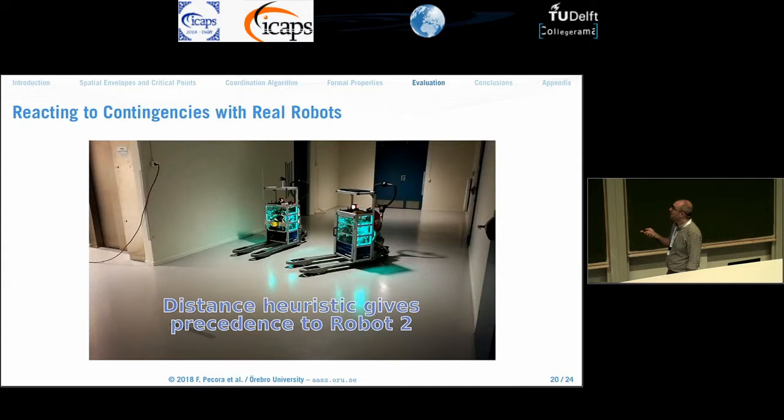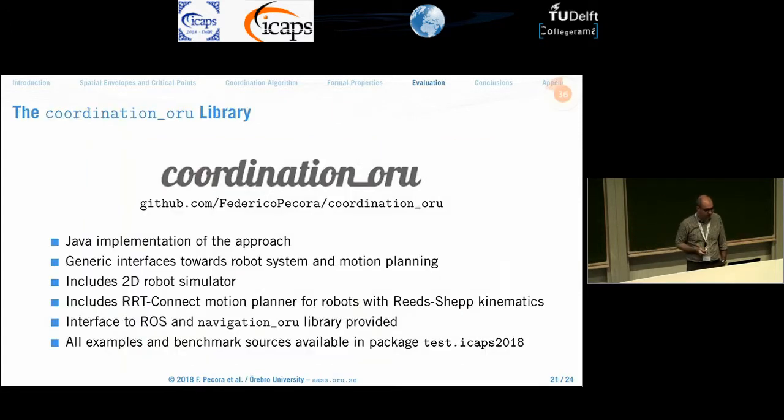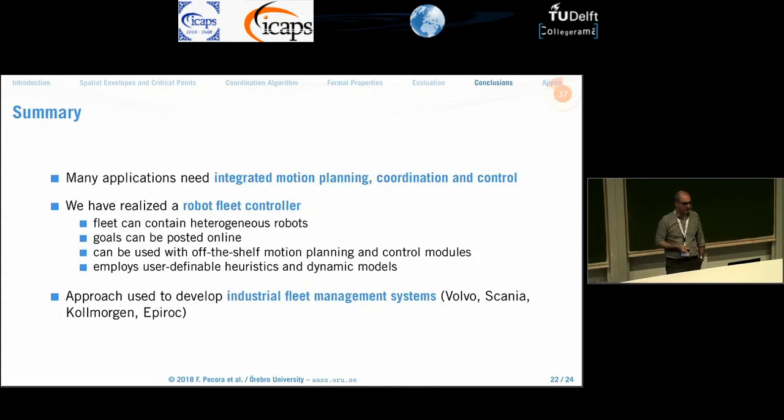Now, I think that is one of the key points of this work. If you're interested in using this library that we've implemented, it's available on GitHub. A Java implementation is provided. It provides generic interfaces towards the robot system and the motion planning system that you choose to use, in addition to providing a built-in simulator and motion planners. There is also a provision of interfaces towards ROS and other robot systems.